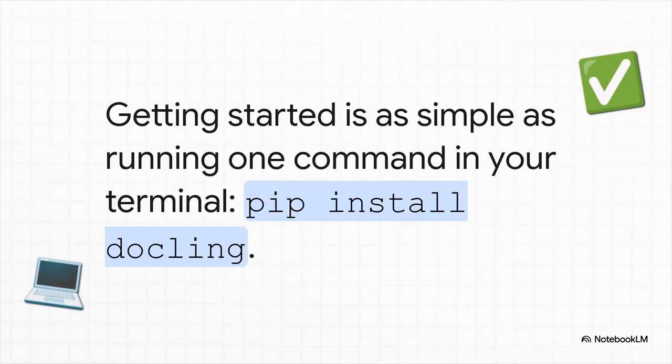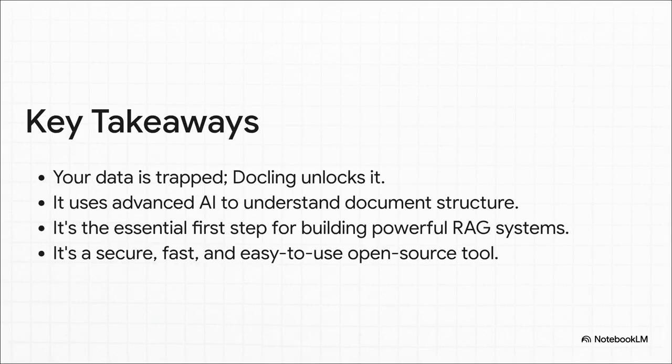And getting started, it's literally this simple. One line, pip install docling. You run that on Windows, a Mac, Linux, doesn't matter. The whole toolkit installs, and you're ready to start converting documents right away. It's that easy.